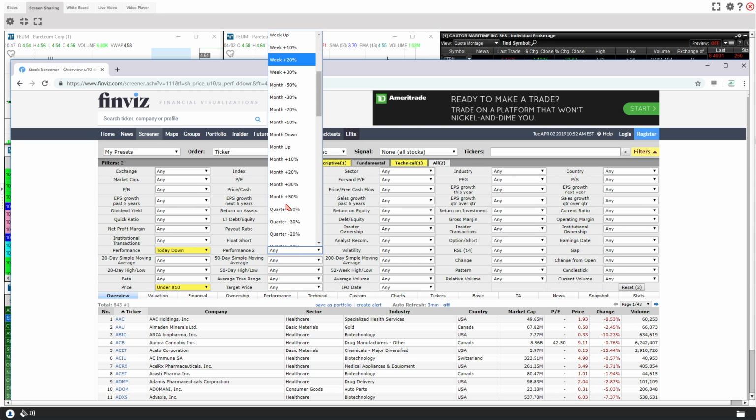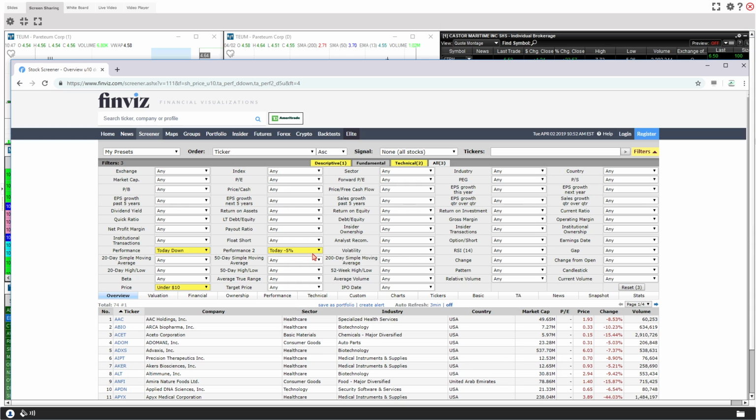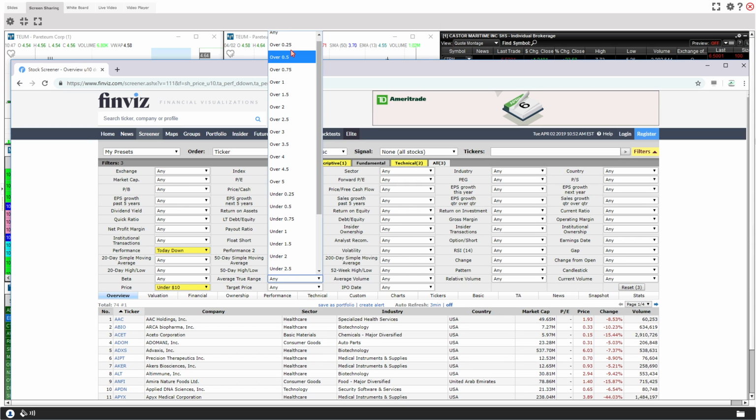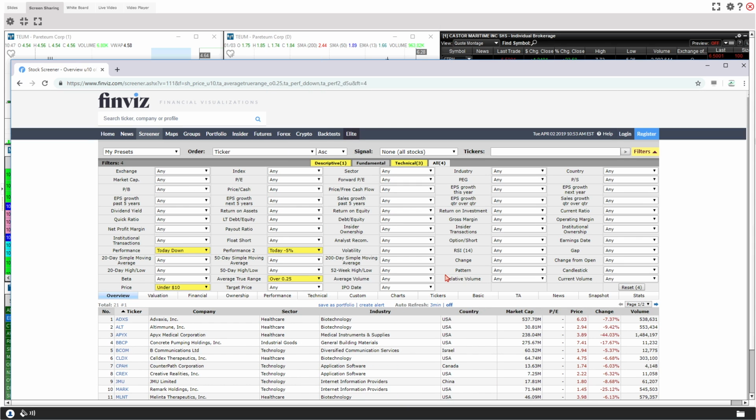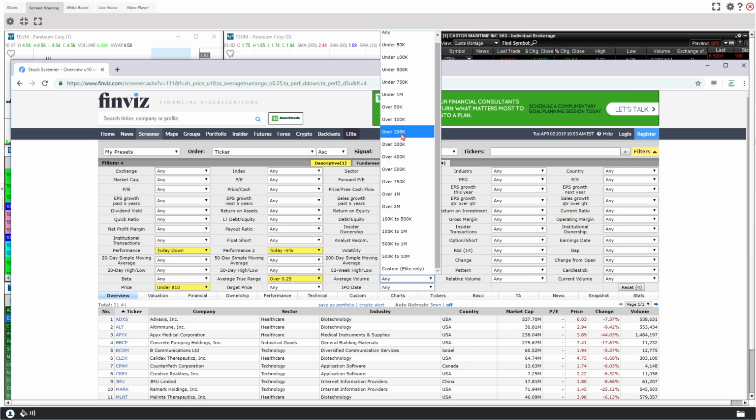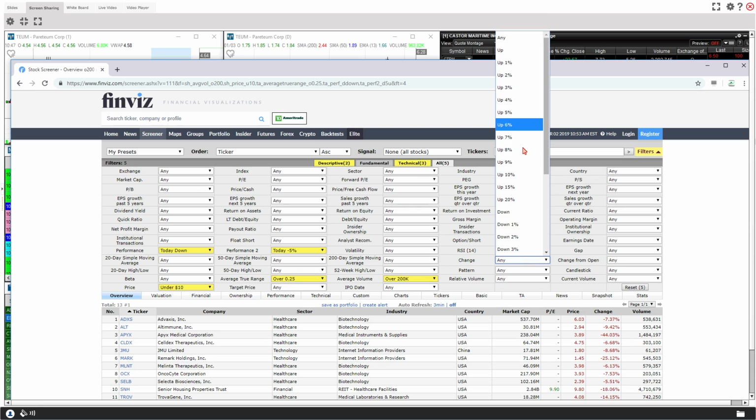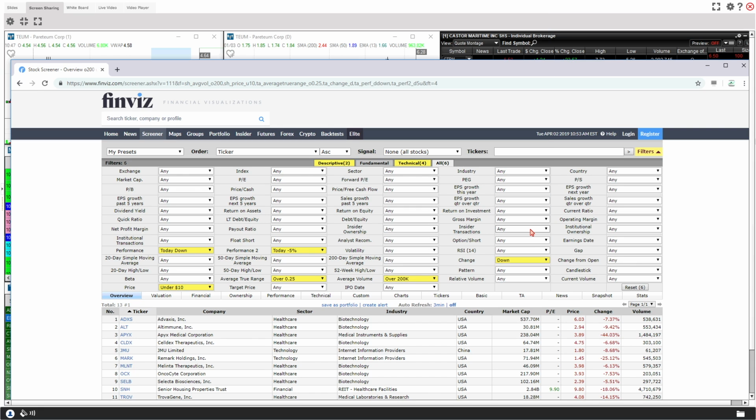We want to see our performance today, not anything insane maybe. So we're going to say today down 5%. Average true range, we're going to go with 0.25. On top of that, average volume, because we want to definitely see a little bit of volume towards this play, over 200,000. We want to see the change today be on the downside.